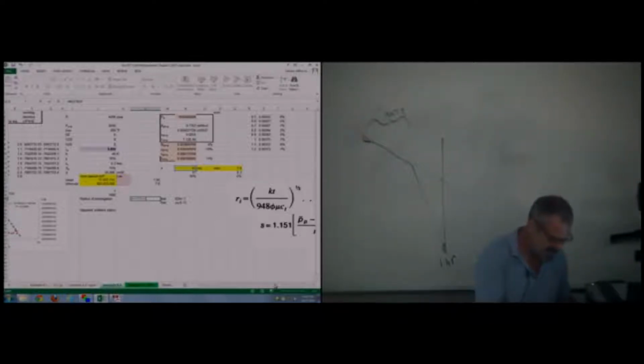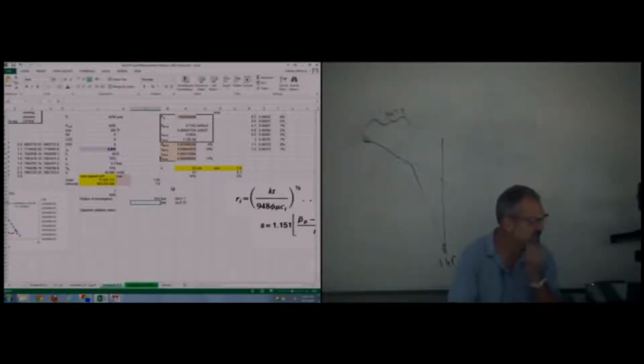Okay, divided by, I'm going to need an open parenthesis. Another open parenthesis. 948 times 5 UC sub t, 5 times my mu times my c sub t. Close my denominator and then raise everything to the 0.5. So 814 feet.